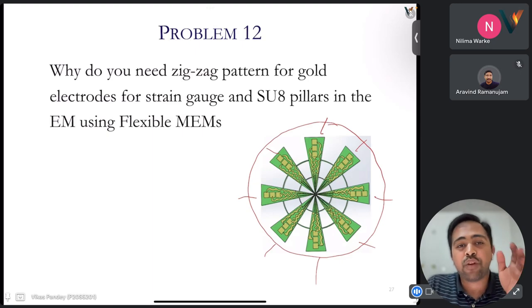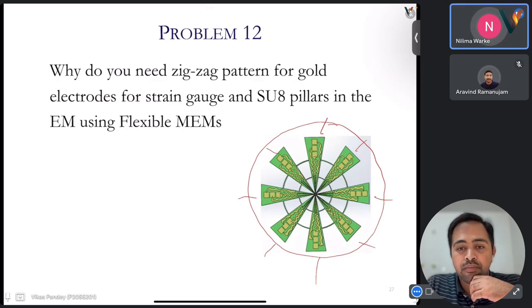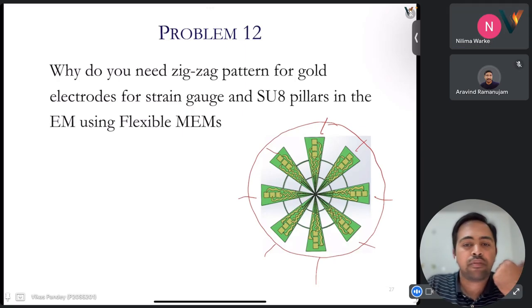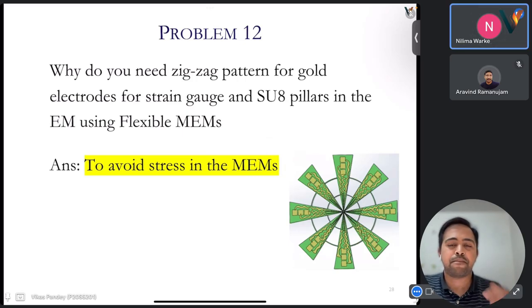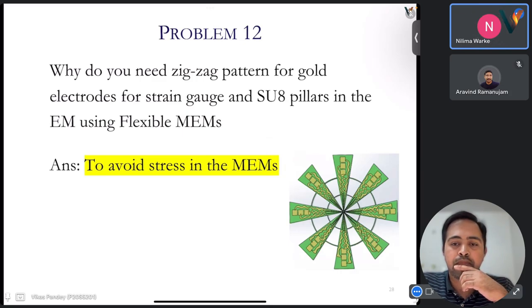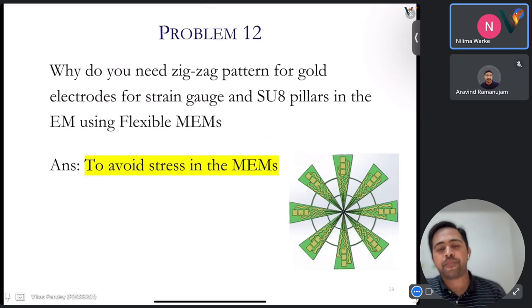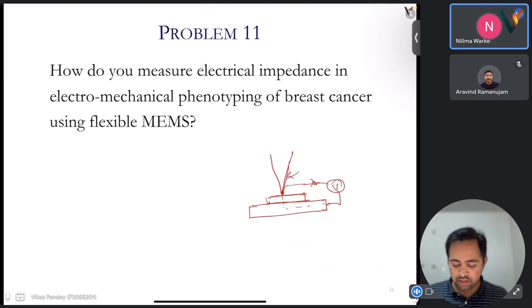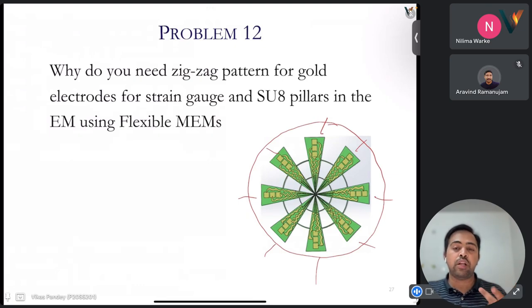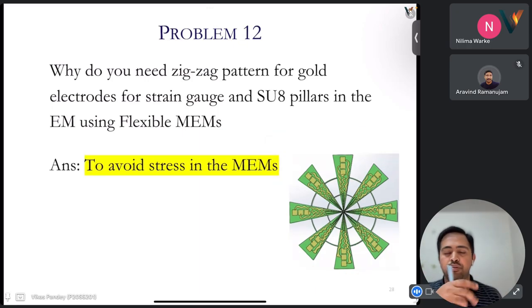So let's come to this next question. Why do we need zigzag pattern for gold electrodes, to avoid the stress on the device itself? Yes, that's why it is a zigzag pattern. And are we using all the electrodes of this, or we are using some? We are using 8 electrodes now. Yes, I guess all are required. Mostly we are using 2, like I said here also. One electrode here, and one electrode here. So we are using actually 2 electrodes only to measure. And we can use any 2 electrodes. Yeah. And the shape is to sustain the stress that is happening during the measurement.